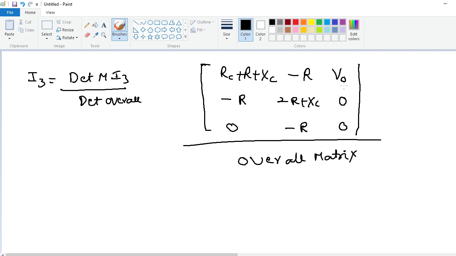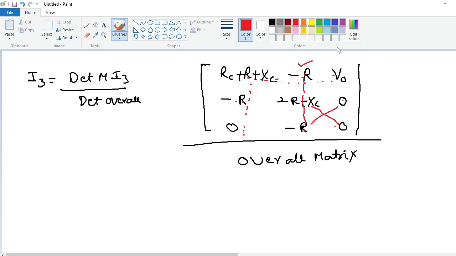So first we have to find the det of this matrix. Okay. So how to find det? RC plus R plus XC. So omit this column and this row. 2R plus XC into 0 and 0 into 2R plus XC. So 0 into anything is equal to 0. So overall value is 0. Next, minus of minus plus R, and omit this column and this row. Minus R into 0 is equal to 0, minus 0 into 0, 0. So that is also 0.